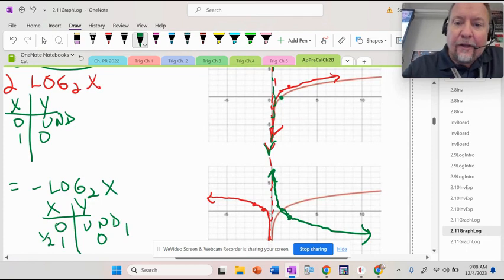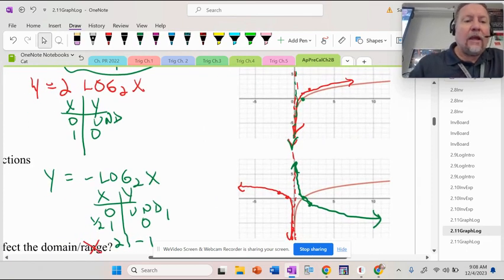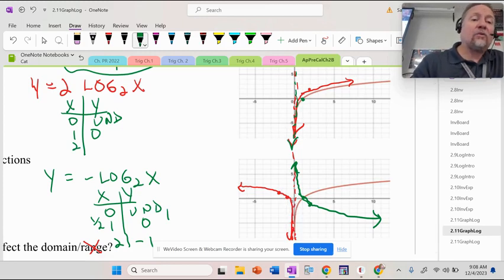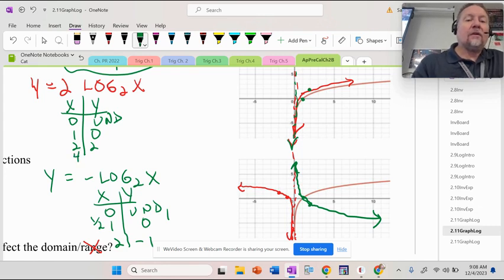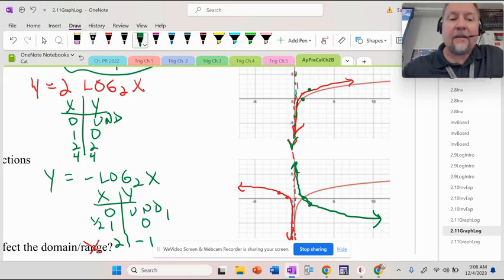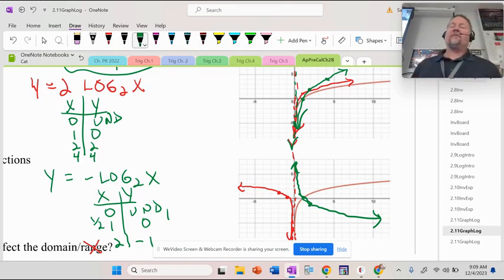But then right away when I plug in 2, log base 2 of 2 is 1, but then it's 1 times 2. 2 comma 2. But that's the only point these two graphs share. If I plugged in 4, log base 2 of 4 is 2, but 2 times 2 is 4. So that's at 4 comma 4. 1, 2, 3, 4. A little bit higher. Okay, so there's the pushing up away from the x-axis. That's why it's a vertical stretch. That doesn't affect the domain and range either. Very minute stuff going on here.